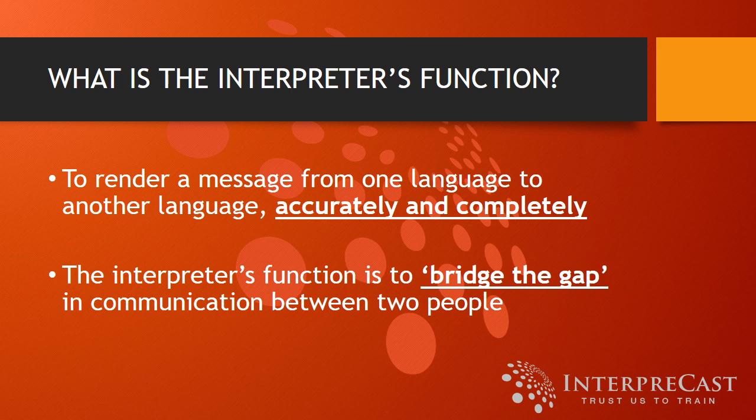The goal of the interpreter is to render a message from one language into another, accurately and completely. Remember those two words, accurately and completely. The interpreter's function is to bridge the gap in communication between two people, so from that point of view, the interpreter is as good as the other two people in the room. What does this mean? It means that to achieve effective communication, the parties need to follow certain rules. Otherwise, it is likely that communication will break down or fail at some point. Before we go into interpreter types and roles, let's look at the demographics and the legal framework that sustain the need for interpreters.